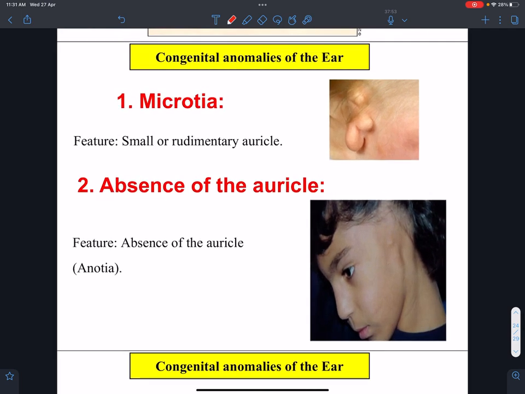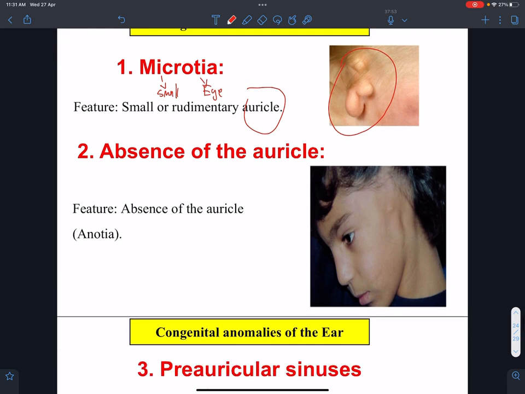First thing we have is microtia. Micro means small, otia means ear. It says there is a small or rudimentary auricle. What does auricle mean? Auricle means the part of the ear, your ear that is visible, everybody's ear. You can see their ear from their head. So this part of the ear that you can see from the outside, that is the visible part, they call it auricle. Okay? And that's what it means. So small rudimentary auricle, there are only pieces of it developed.